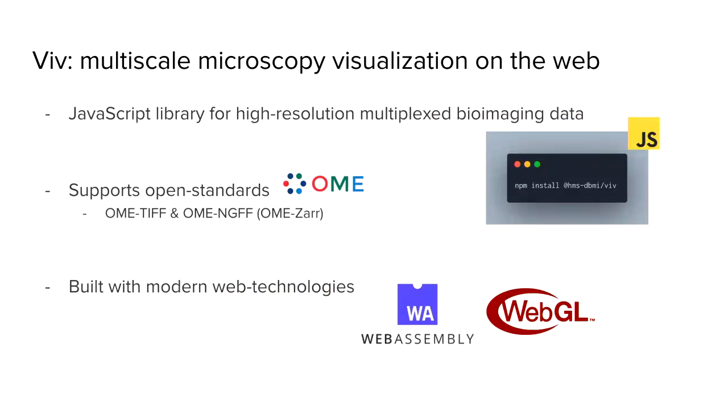So Viv is really a JavaScript library that we designed to support these types of high resolution microscopy imaging datasets on the web. We built it because when we surveyed the different technologies that existed, we didn't have something that we could just plug into these open standard formats to be able to visualize them. In particular, we built in support for the open standard formats from the Open Microscopy Environment, including OME-TIFF and OME-NGFF. And we built it with these modern web technologies. I'll show you some of the features in a second of how we leverage some of these technologies to do some pretty neat rendering on anything from a mobile device to your web browser on your computer.